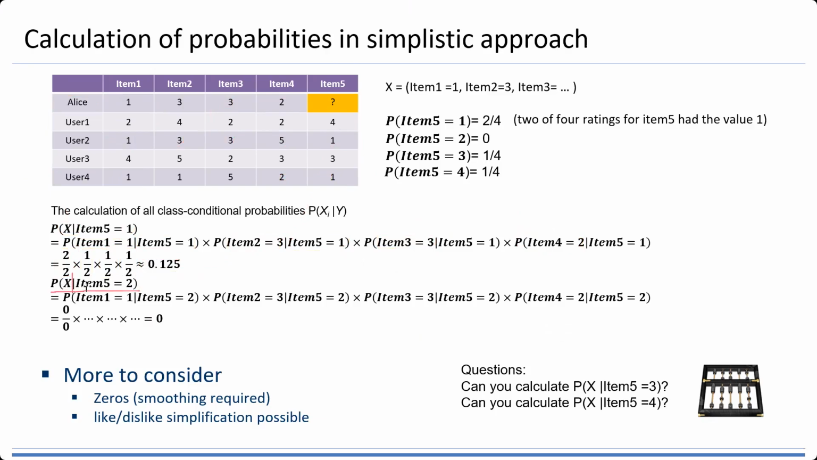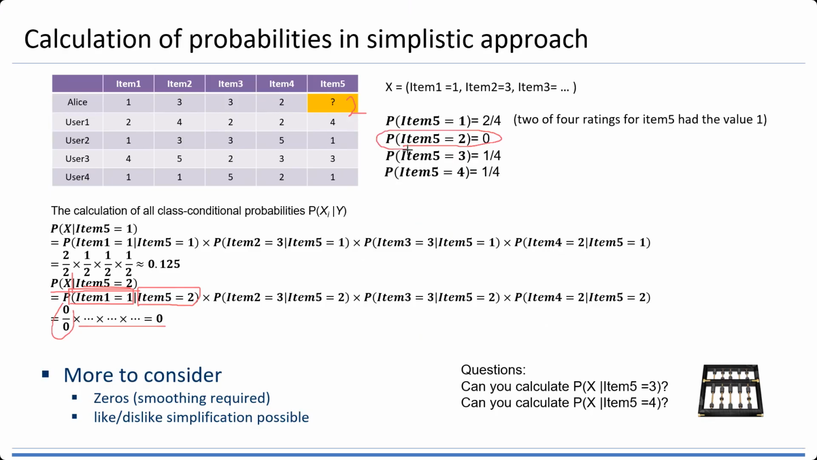x given item 5 equals 2. So if I want to predict the rating is 2, what is the probability? So you will do the same. When the item 5 equals 2, I want to know what is the probability that item 1 equals 1. Nothing. 0. So everything when the item 5 equals 2 is 0. Then it will be 0. Okay.